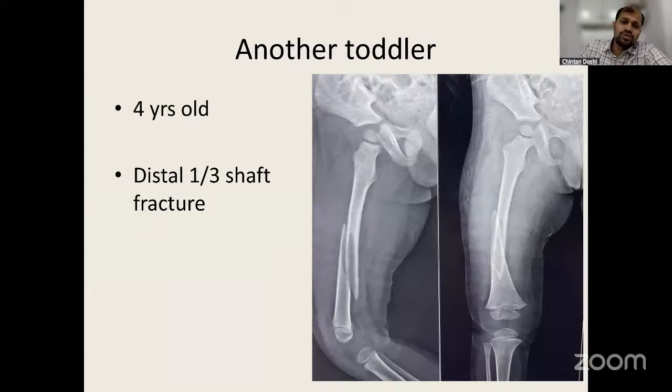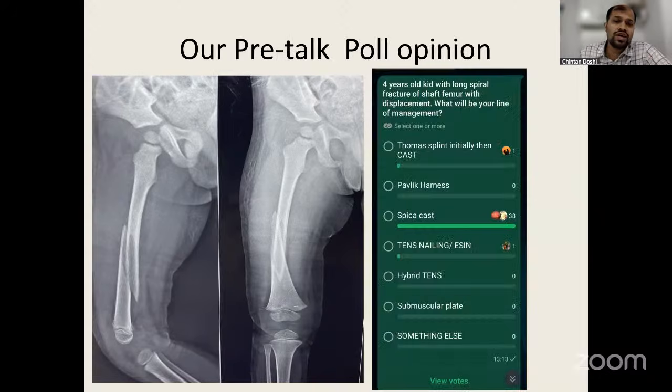So this was another toddler with a similar but distal third long spiral fracture with almost like a varus angulation there on the AP X-ray that we see. This was the one which we also had for our pre-talk poll opinion. Most of us suggested that spica is a better option, and definitely so.